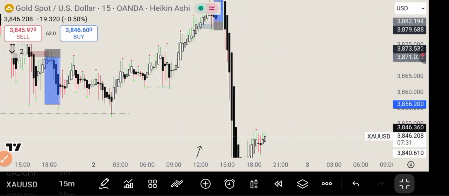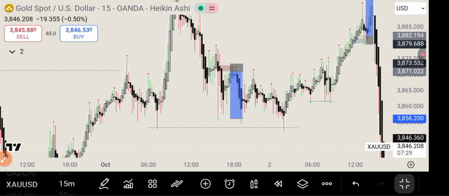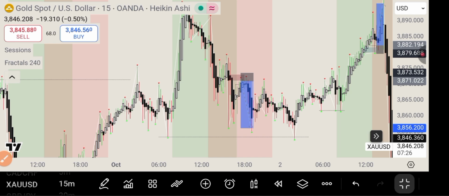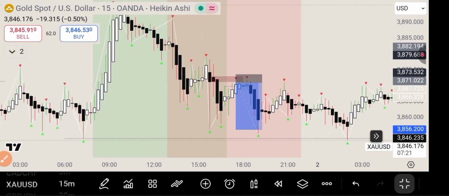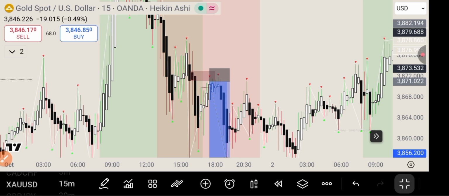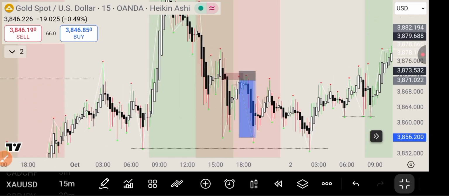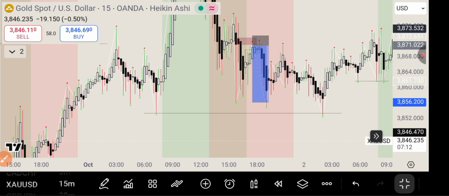On the 15 minutes time frame, I waited for the New York session overlap to open, which is this indicator that I'm showing you. I only trade the New York/London session overlap. Sometimes New York session, sometimes New York/London session overlap. I don't trade the London session on gold because I really like volatility. The volatility on gold is very high during the New York session.